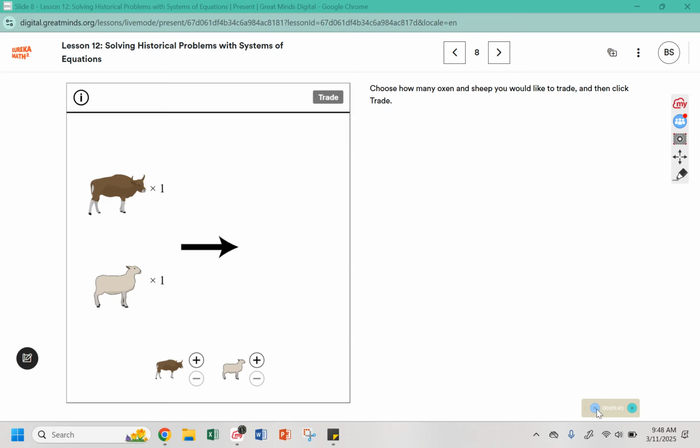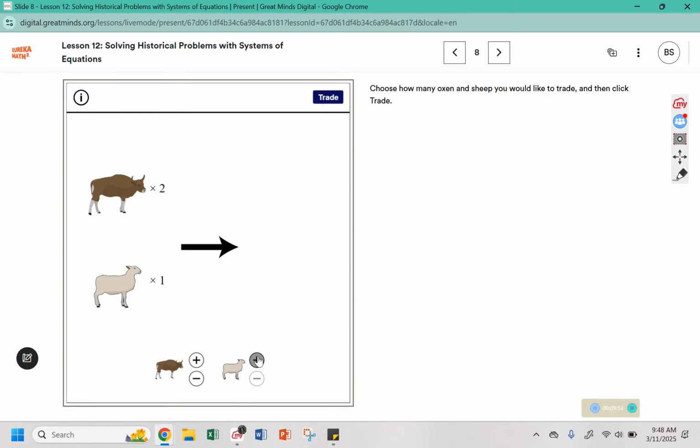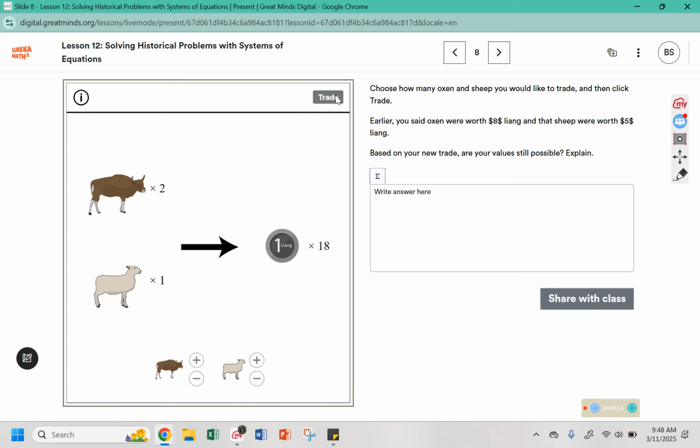Choose how many oxen and sheep you would like to trade, and then click trade. I would like to trade 2 oxen and 1 sheep. That is 18 coins or 18 liang. Earlier you said oxen were worth 8 and the sheep were worth 5 liang. Based on your new trade, are your values still possible? Explain.